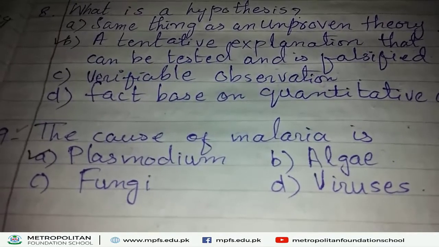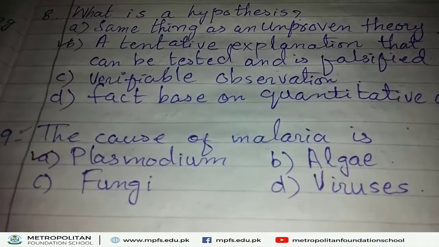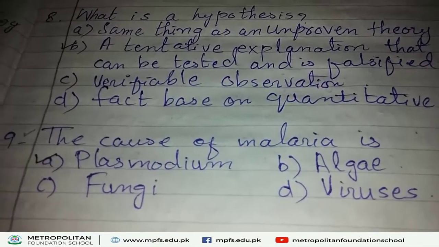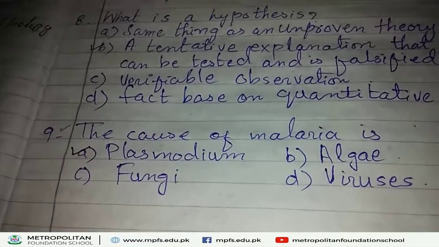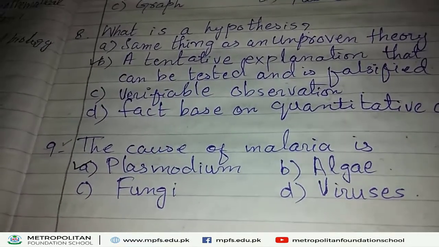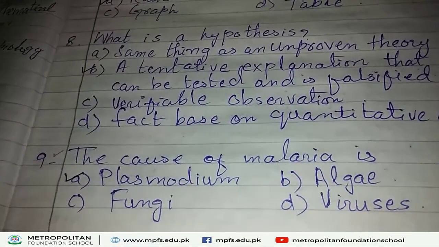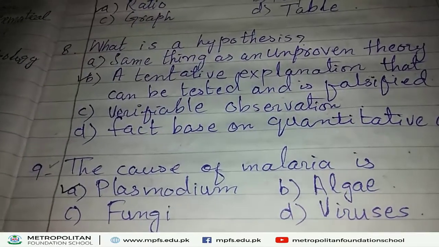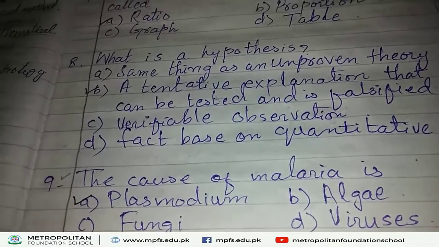What is the cause of malaria? The cause of malaria is Plasmodium. So the correct option is option A, that is Plasmodium. Now, students, now we complete MCQs of chapter number 2. Next, we discuss MCQs of chapter number 3.